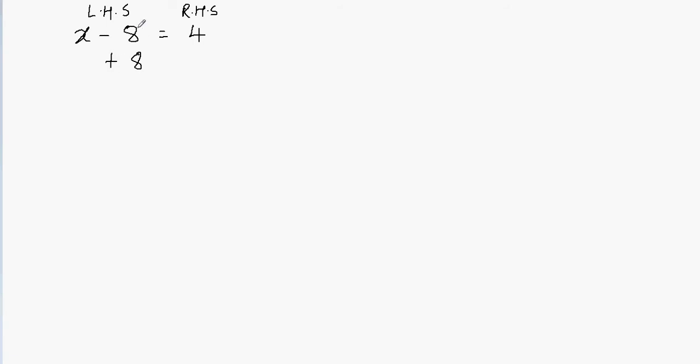So basically this is gone from here. That means I only have x by itself. But I have to remember that I have to be fair. Whatever I do to the left hand side, I have to do to the right hand side as well. Since I added 8 on the left hand side, I have to add 8 on the right hand side as well to balance the equation.